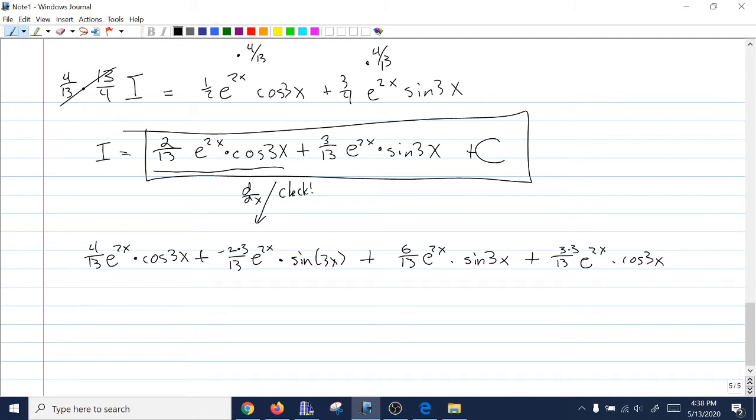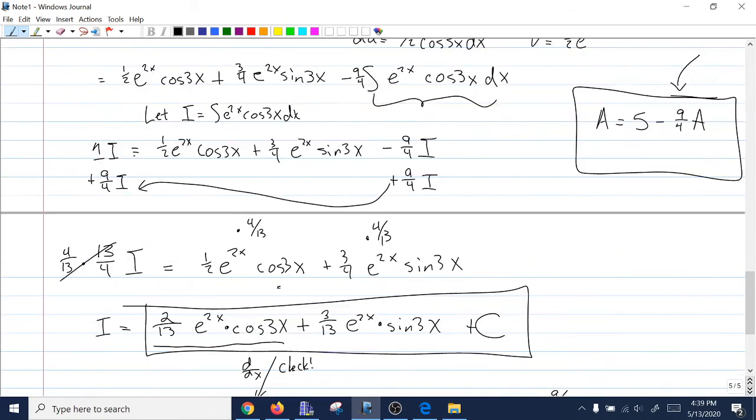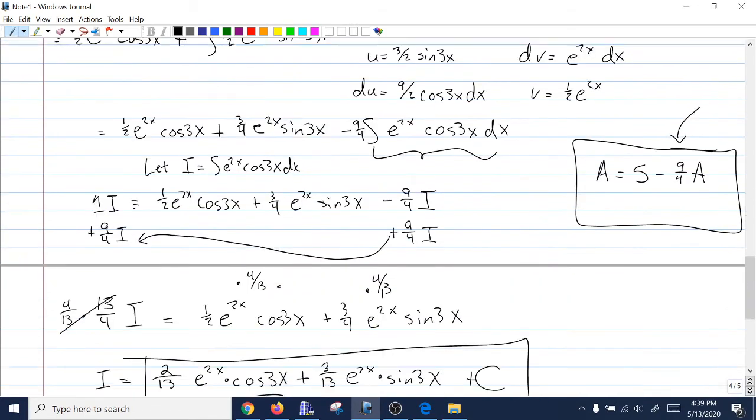This is supposed to simplify? It does simplify. Here is negative 6 over 13 e to the 2x sine 3x. Here's positive 6 over 13 e to the 2x sine 3x. Those cancel out. Here I have 4 over 13 e to the 2x cosine 3x. Here I have 9 over 13 e to the 2x cosine 3x. 4 over 13 plus 9 over 13 of something makes 13 over 13, e to the 2x cosine 3x. Sure enough, that's what it was supposed to be. We were integrating e to the 2x cosine 3x.